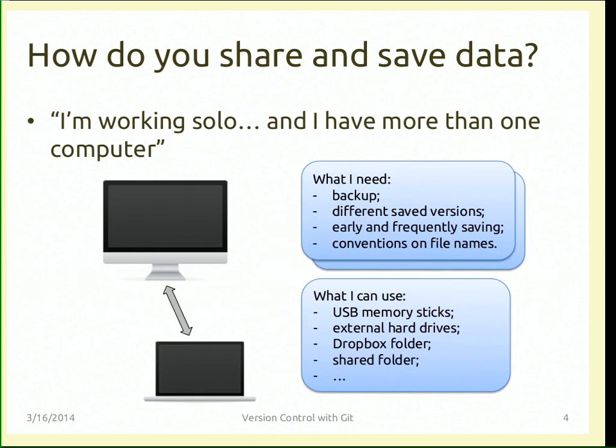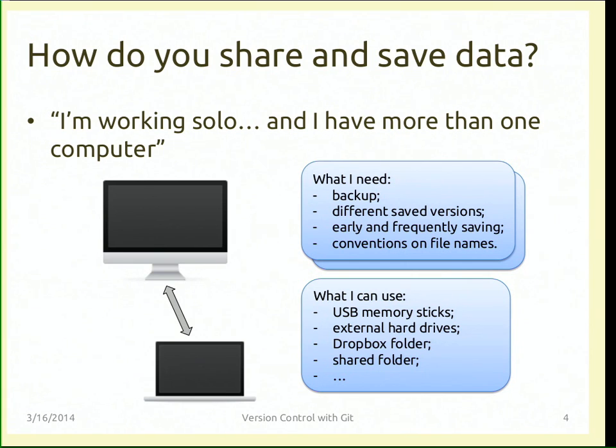Let's complicate a little bit. I'm still working solo, but I have more than one computer. So I need for each computer backup, different saved versions, early and frequent saving, and convention on file names, probably. If I make a project and here I call it my project one, the first save, second save, and on the other computer, I call it first project, the first version, the second version, first project 2014, March.